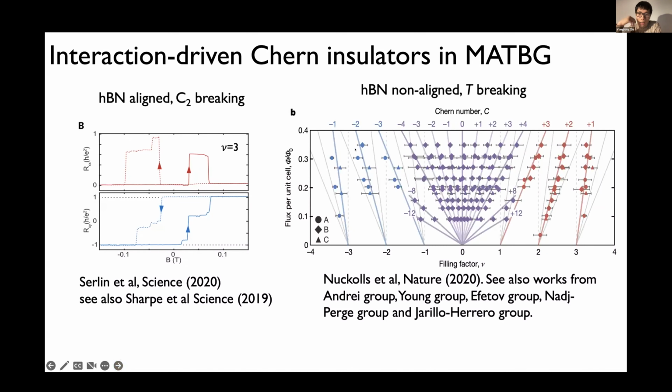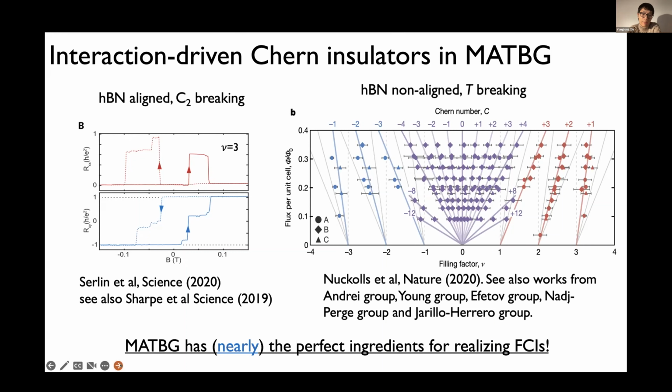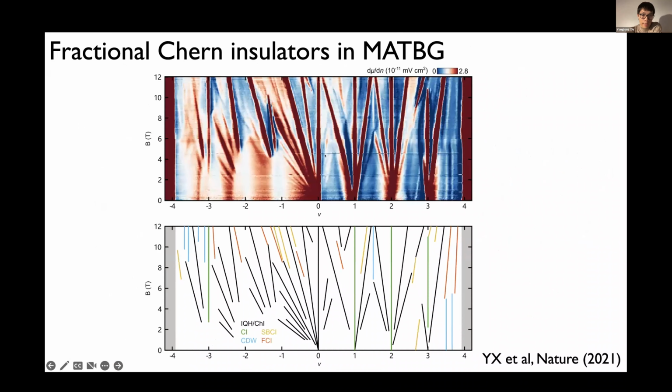And later in the summer, there was a big wave of work from various groups showing that you can also achieve or stabilize Chern insulators without hBN alignment if you just apply a little bit of magnetic field. The emergence of Chern insulators can happen at almost all fillings, and it follows a pretty generic sequence. All this is just to say that magic-angle twisted bilayer graphene has almost the perfect ingredients for realizing fractional Chern insulators, because as I mentioned, you need Chern bands plus strong correlation, and this is the case for twisted bilayer graphene. And that's what I'm going to tell you.